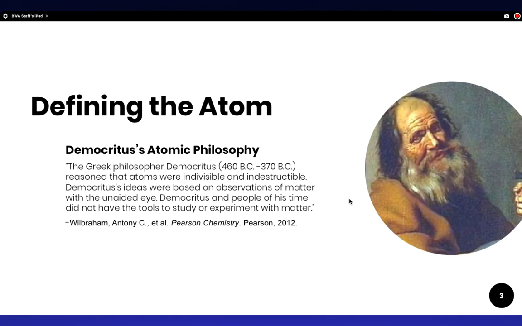The first philosopher that we know about that started thinking about the atom was Democritus. He was a Greek philosopher born in 1460 BC, and he reasoned that atoms were indivisible and indestructible. So his ideas were based off of observations of matter, and they did not use the scientific method whatsoever.